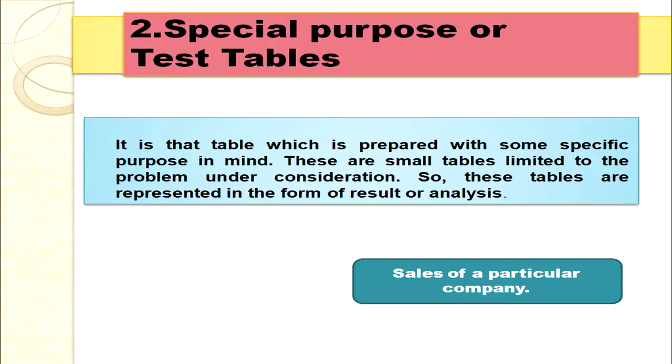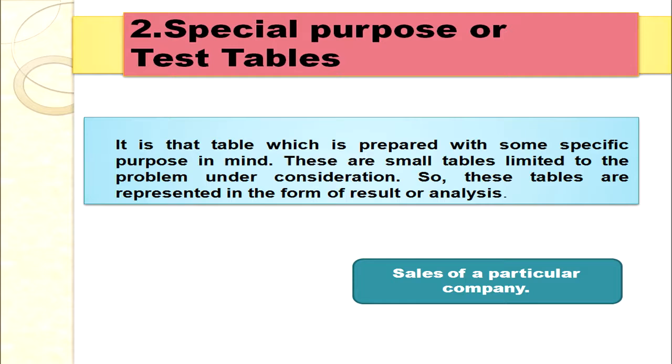Next, what are special purpose tables or test tables? Now, these are those tables which are prepared with some specific purpose in mind. That means they are being made for some special purpose. Now, if you are going to make some small table for your own purpose, it will be called a test table, or we can say special table. Now, these are small tables limited to the problem under consideration. So, that is why they are also represented in the form of result or analysis.